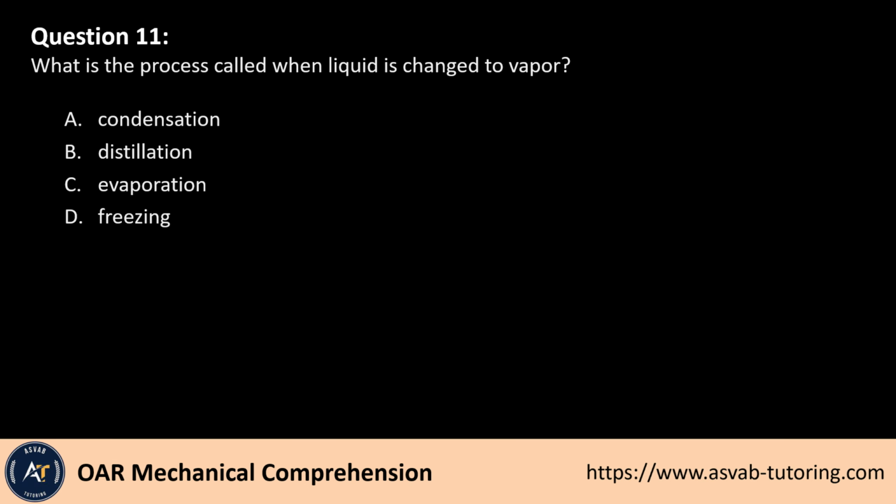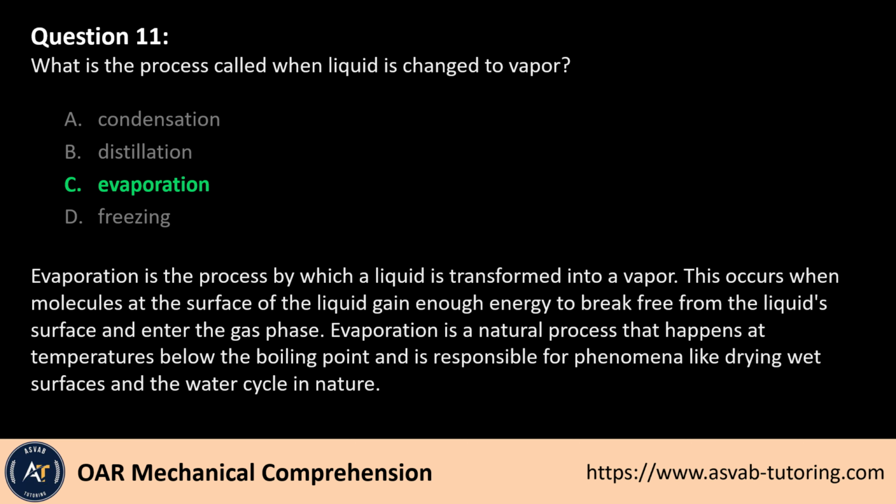Question 11. What is the process called when liquid is changed to vapor? A. Condensation. B. Distillation. C. Evaporation. D. Freezing. The answer is C.